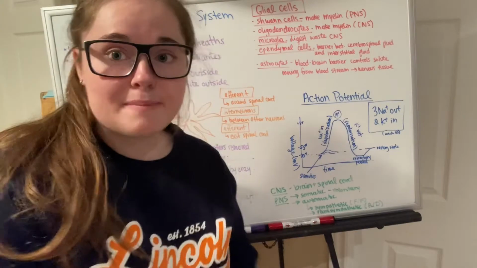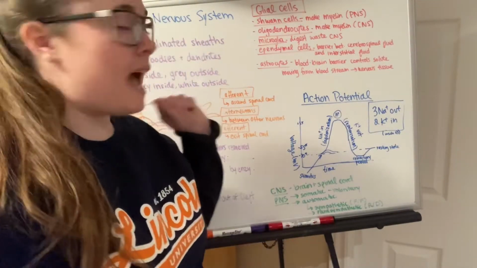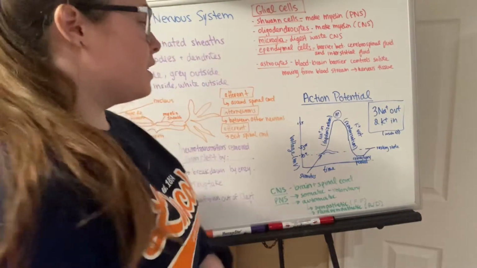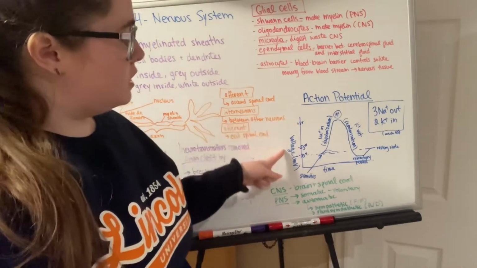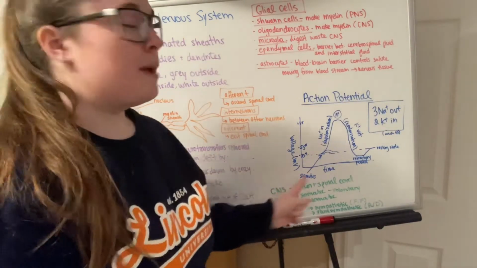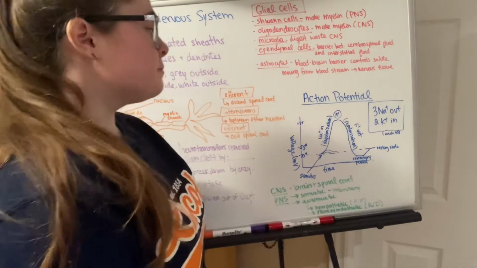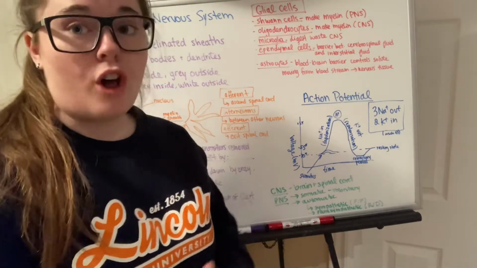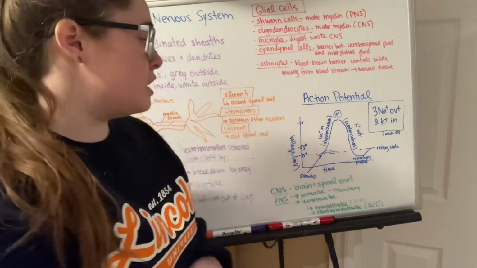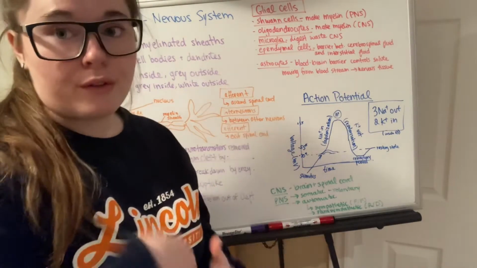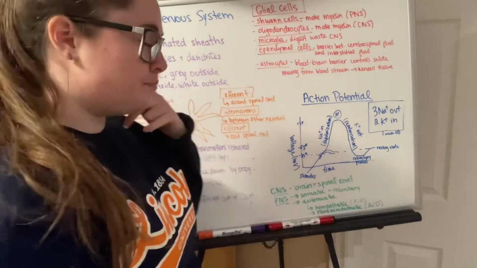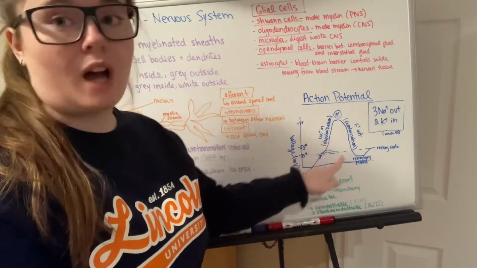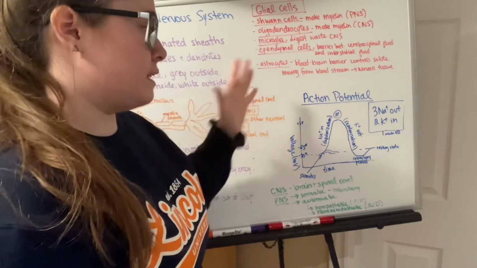All right, so the next part of our chapter is the action potential. So we have our voltage on this axis, we have time on this axis. One thing to know about the action potential is that it's all or none, which means it needs to reach this threshold in order for the action potential to be propagated. If it doesn't, it will not cause an action potential.